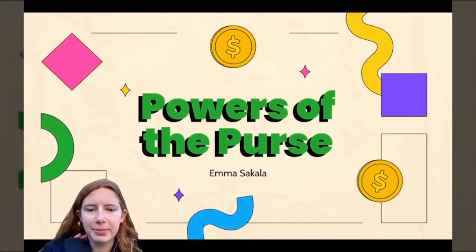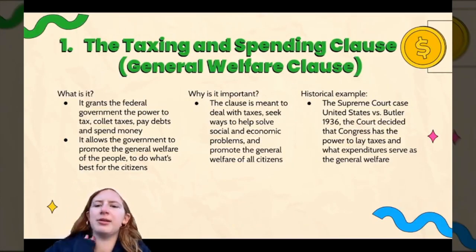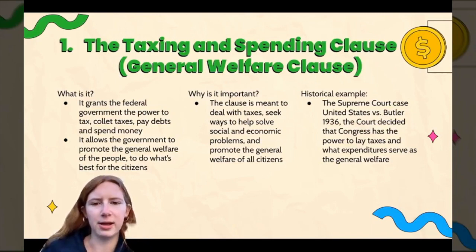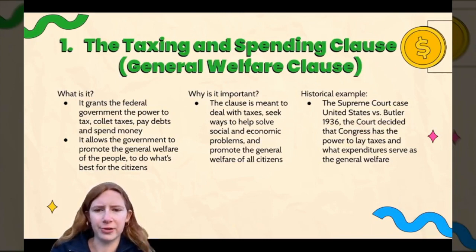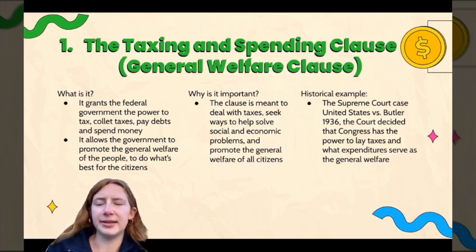So I did the powers of the purse. The first enumerated power of the Constitution is the Taxing and Spending Clause, also known as the General Welfare Clause. What is it? Well, it grants the federal government the power to tax, collect taxes, pay debts, and spend money.